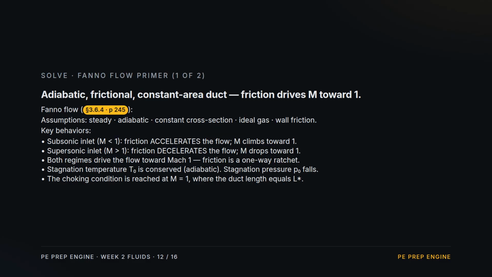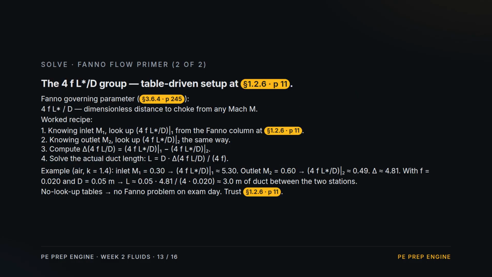Fanno flow, steady, adiabatic, constant area, frictional flow of an ideal gas. The key takeaway: friction is a one-way ratchet driving Mach toward 1. Subsonic accelerates, supersonic decelerates, both converge on Mach 1. Stagnation temperature unchanged, stagnation pressure drops as friction generates entropy. Choking hits at L star, where Mach reaches 1. The Fanno parameter is 4fL star over D, the dimensionless distance to choke from any Mach.